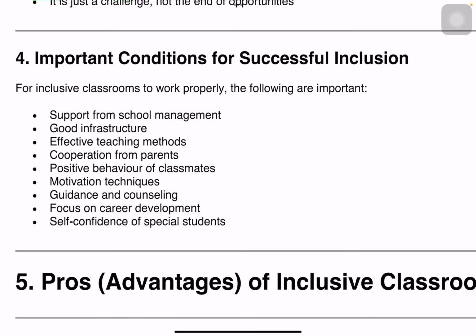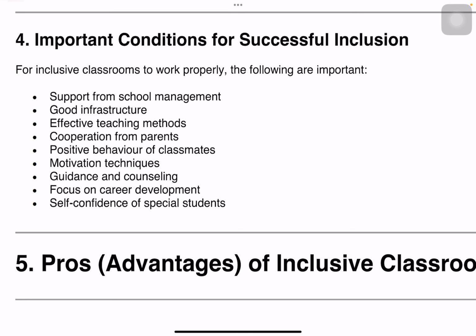Important conditions for successful inclusion. For inclusive classrooms to work properly, the following are important: good support from school management, good infrastructure, effective teaching methods, cooperation from parents, positive behavior of classmates, motivation techniques, guidance and counseling, focus on career development, self confidence of special students.